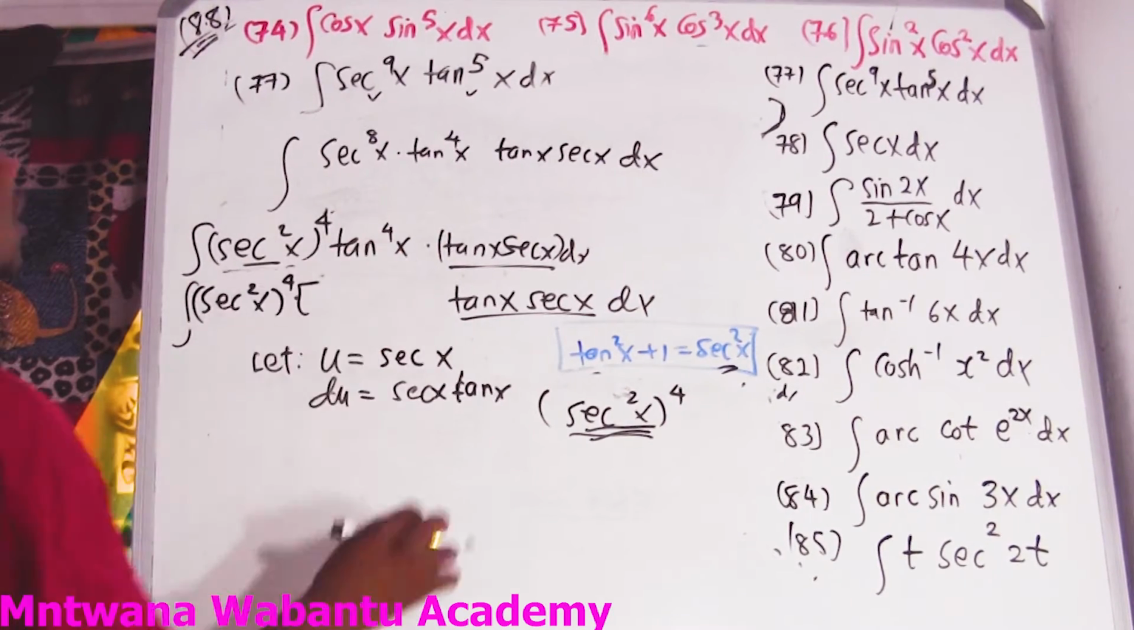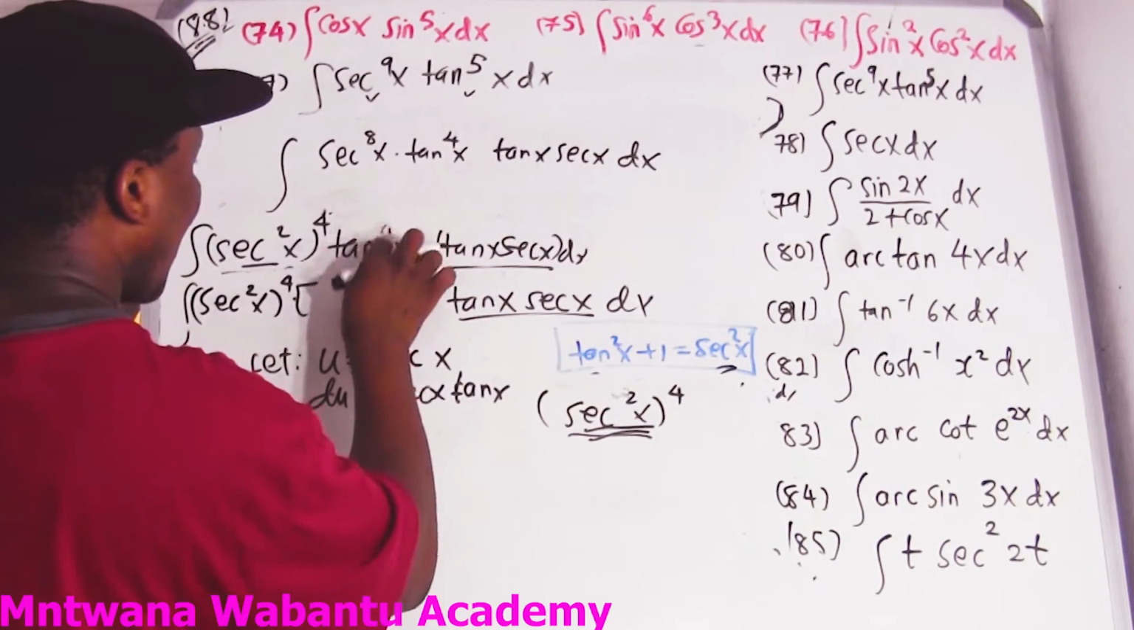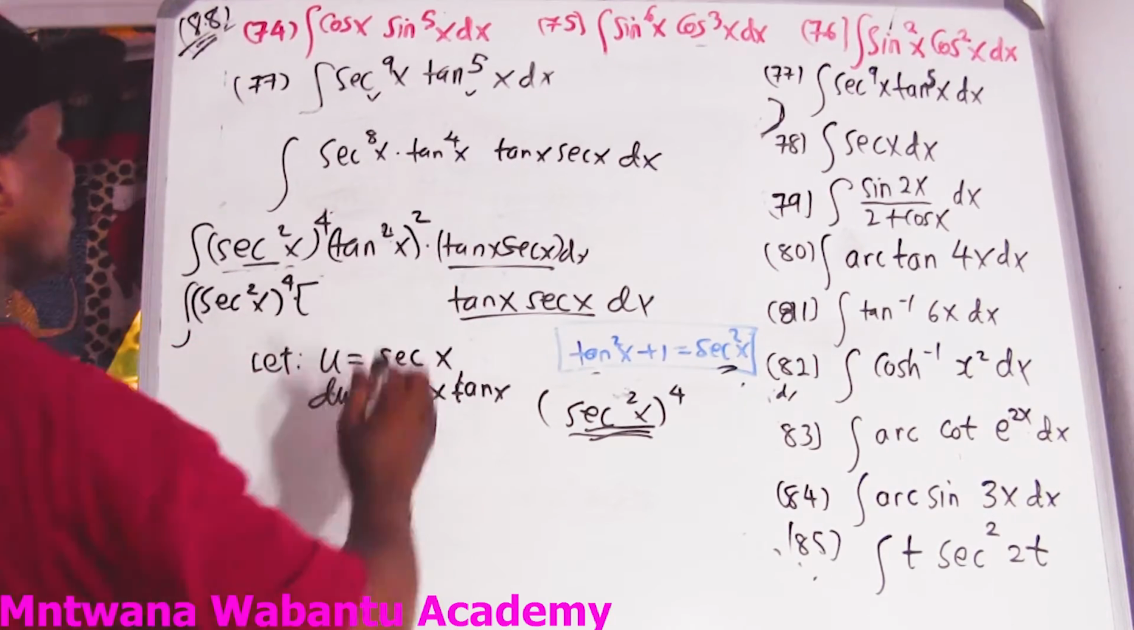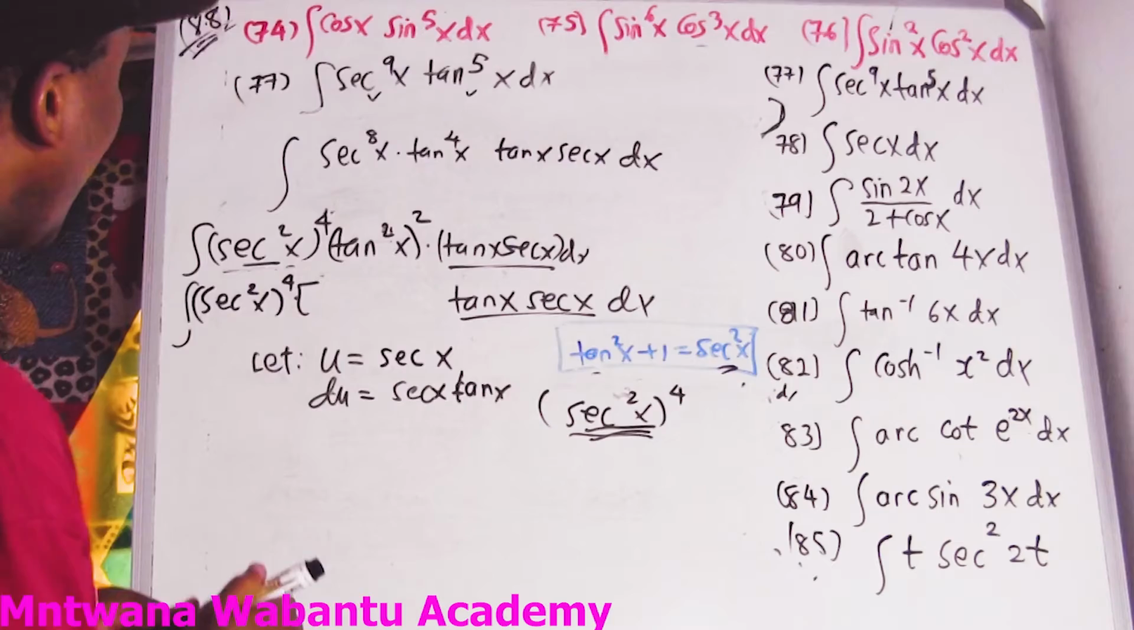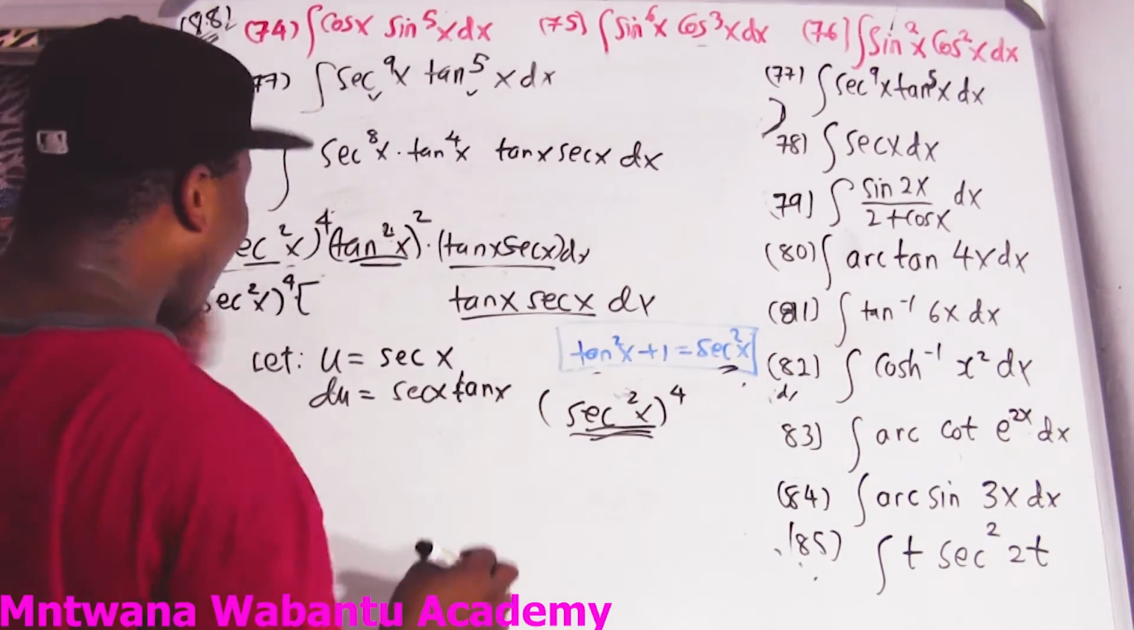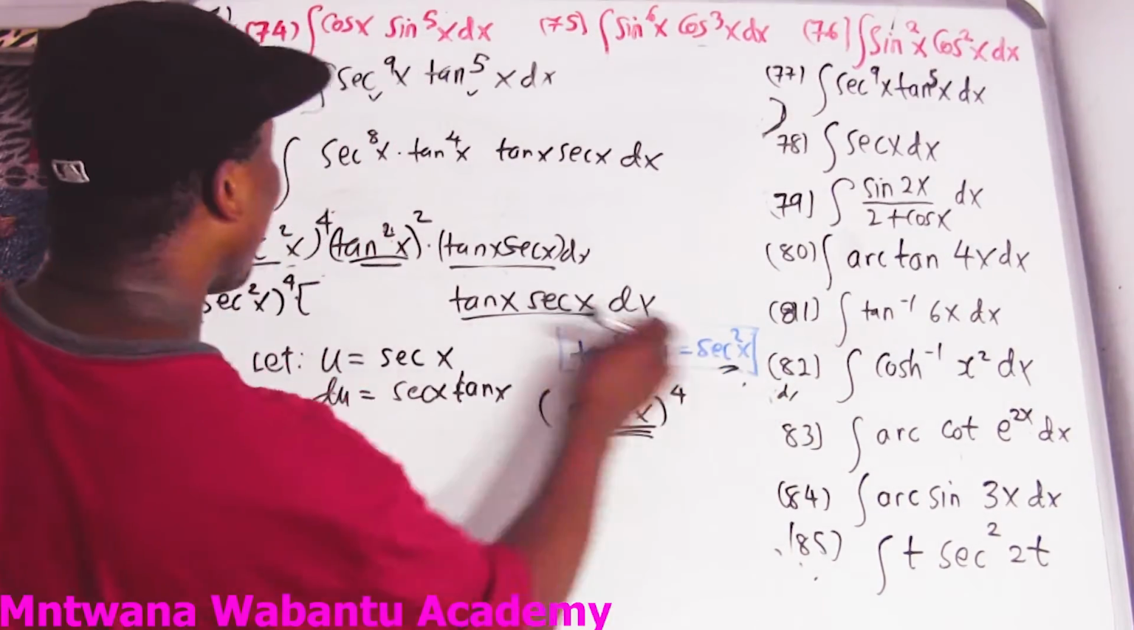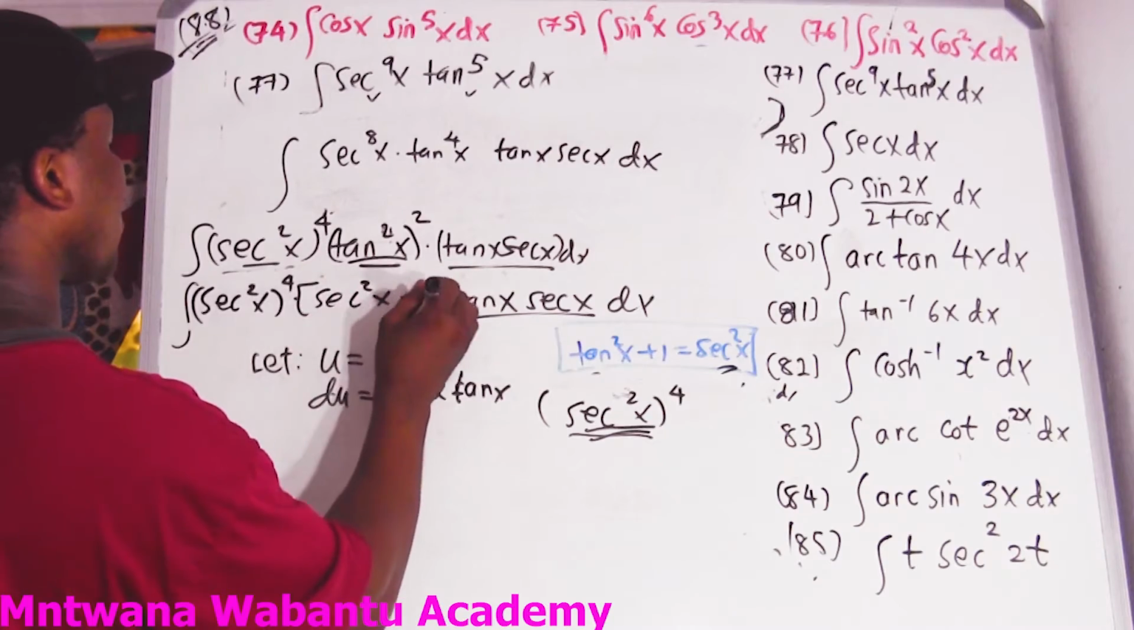This must be sec, so it's going to be squared. So I'm going to put here 2 and here 2. You see what I'm saying? But tan squared x, what is tan squared x equal to? Sec squared minus 1. It's going to be sec squared minus 1.